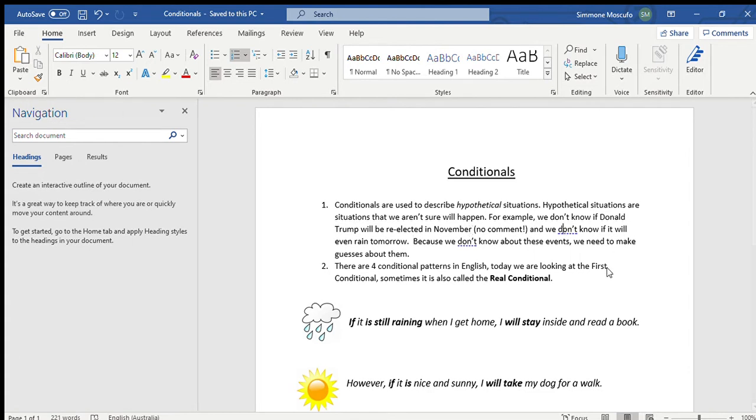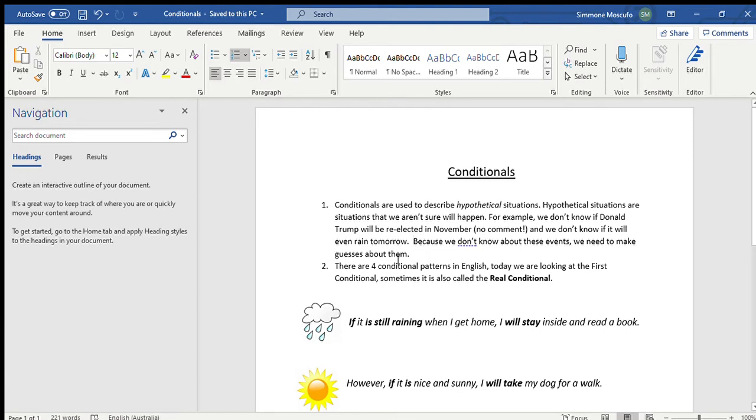Another hypothetical situation would be that we don't know if it will rain tomorrow. It might rain, it might not. That's another hypothetical situation. Because we don't know about these events, we need to make guesses about them. So a hypothetical situation is something that we don't know if it will or it won't happen.